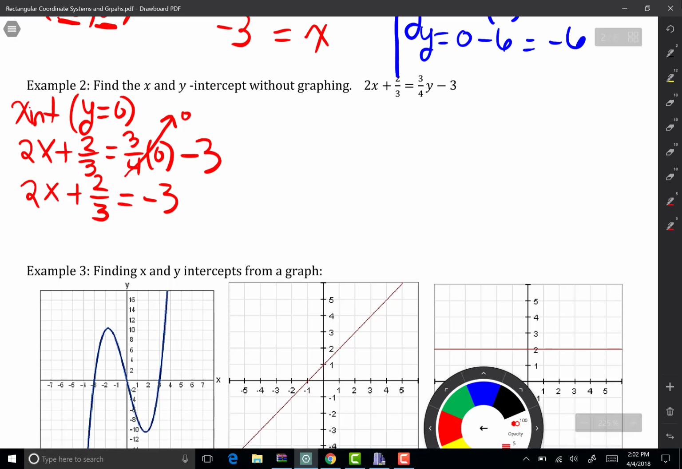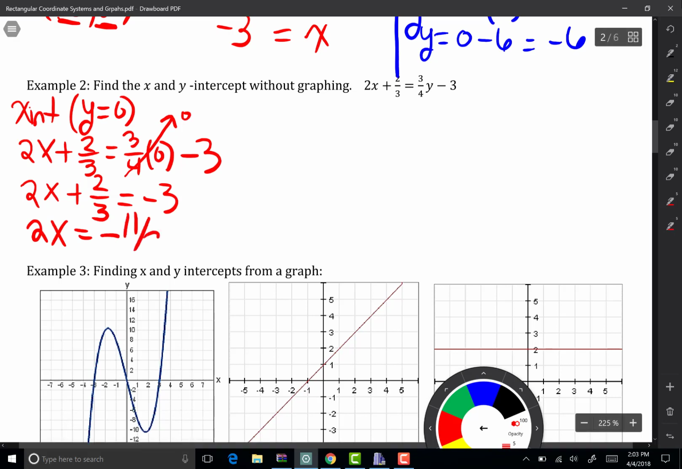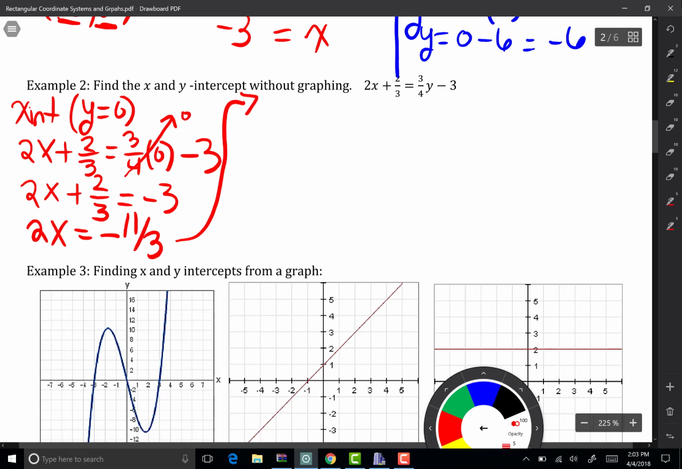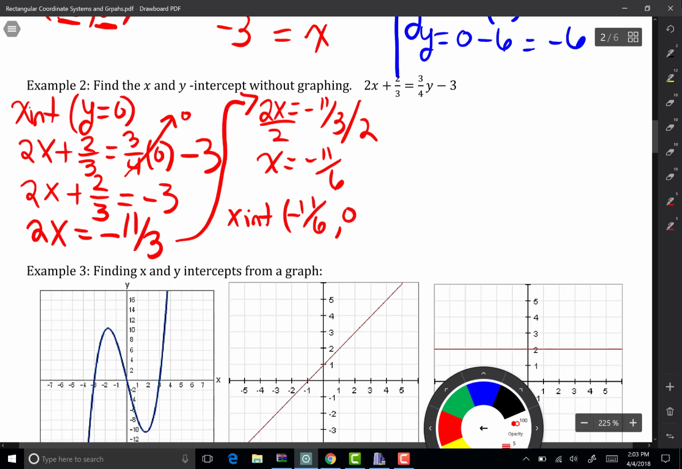I'm going to subtract 2/3 from both sides, and I'm going to get minus 11/3. And then I'm going to divide by 2. So that gives me that x is minus 11 over 6. So my x-intercept, if I write it as an ordered pair, is minus 11 over 6, 0. It's the value of x when y is 0.